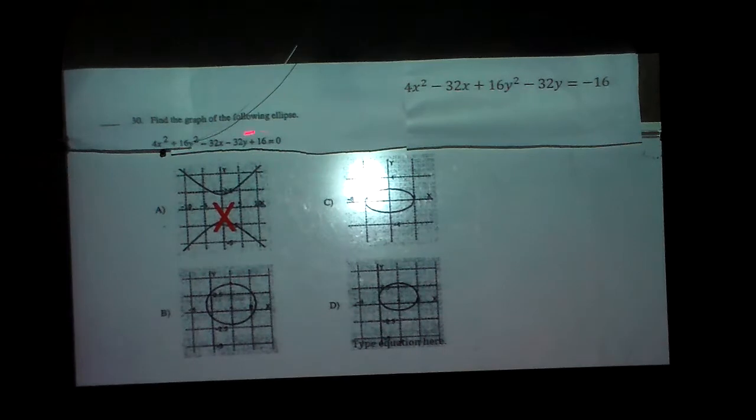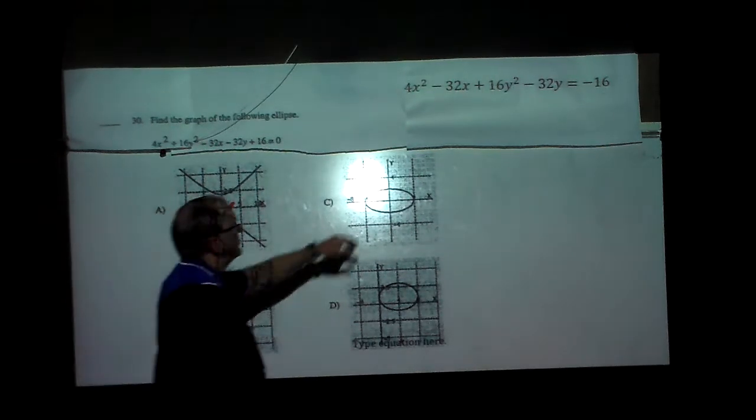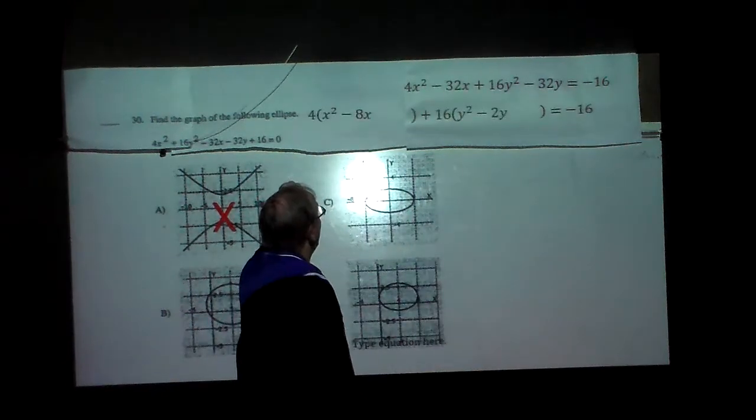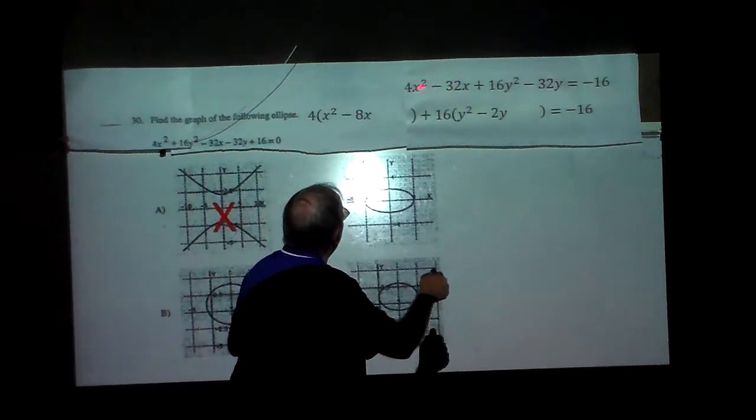So I'm going to put the x's together. Notice I rewrote it with the x's together and the y's together, and I moved the 16 to the other side. Now, I always need to have an x squared by itself. So what's in front of it? 4. So I need to factor a 4 out of just these two.